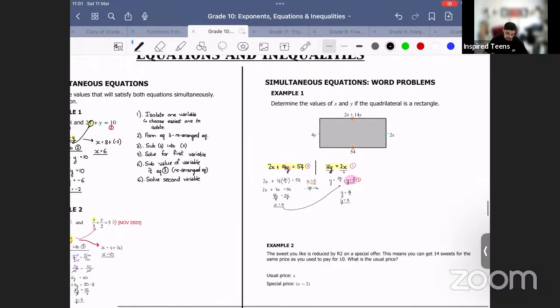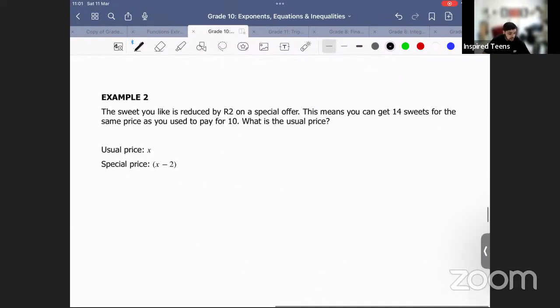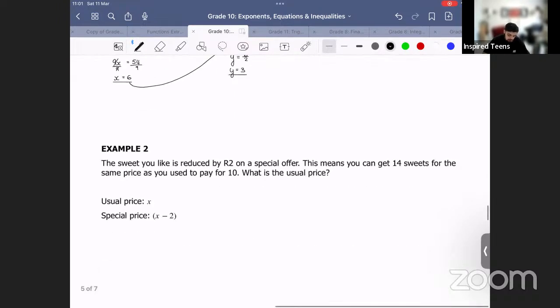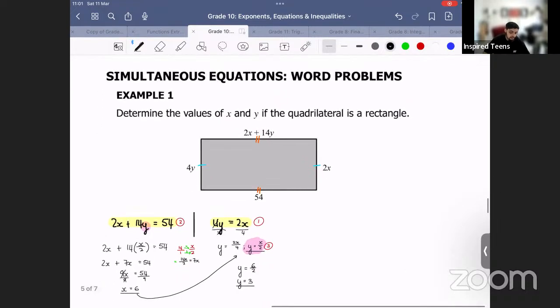Solving simultaneously. Here's an example you guys can try on your own. Yeah, go for it. And there's a hint. I might get rid of that hint. Let's see. So simultaneous equations using what?